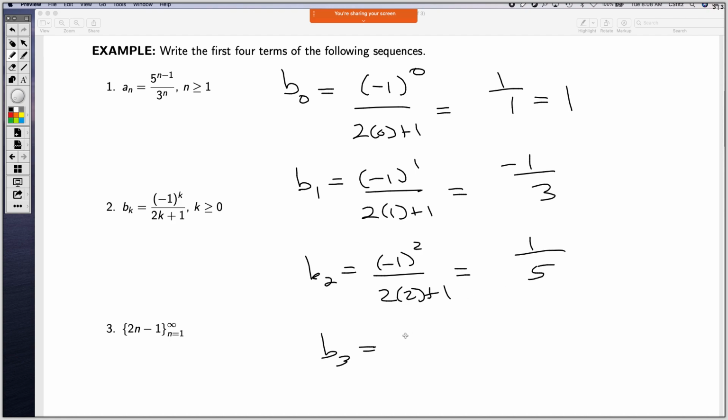B sub 3, everywhere we see a k, plug in a 3. And so those are the first 4 terms of the sequence. Since we started at 0, I only go up through k equal 3. And here's our list of numbers.